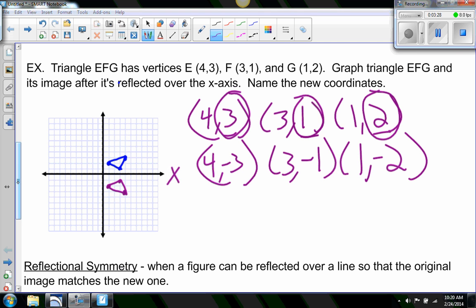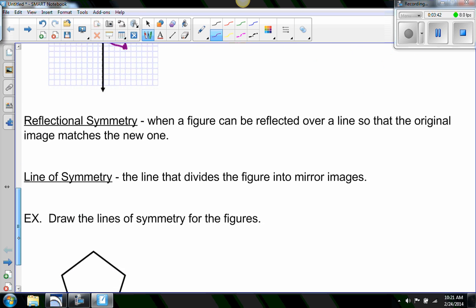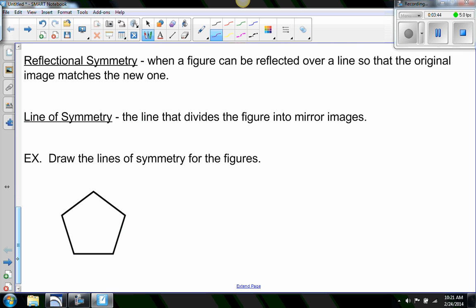So then a couple more things. Reflectional symmetry is when a figure can be reflected over a line so that the original image matches the new one. The line of symmetry is the line that divides the figure into mirror images. So like when you cut it in half, it looks exactly the same on the other half, is what they're saying. So draw the lines of symmetry for this figure.